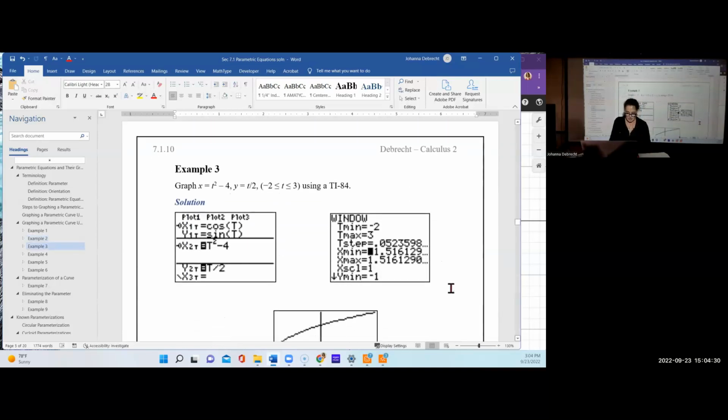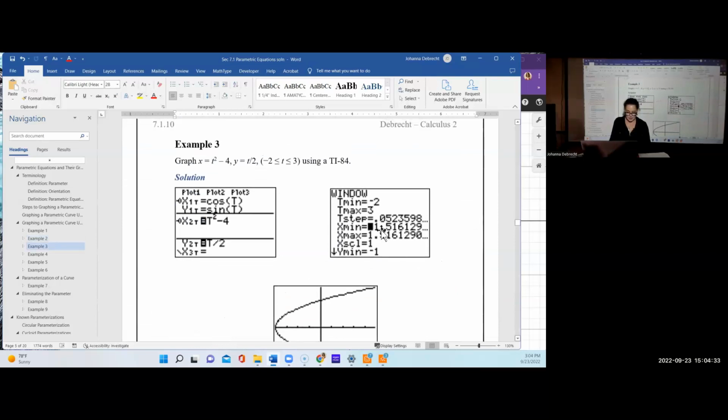All right, let's take a look at the next example, which is example 3, based on x equals t squared minus 4 and y equals t divided by 2 for t between -2 and 3, using a TI-84 again. So now I'm going to put these into the second pair of parametric equations. So I highlight the equal sign in the first pair and hit enter to turn that graph off. And then I enter t squared minus 4 for x sub 2 of t.